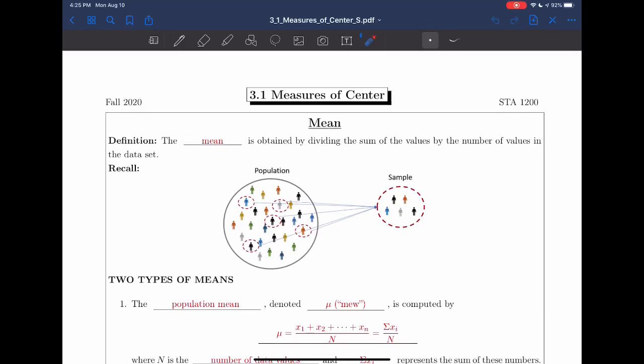In this section, we're going to talk about some measures of center. A lot of these topics you have probably heard before, but we're going to go more in depth. One of the topics we want to talk about is the mean, which is just taking the sum of all of your data values and dividing by the number of observations in your data set. There are actually two types of mean.